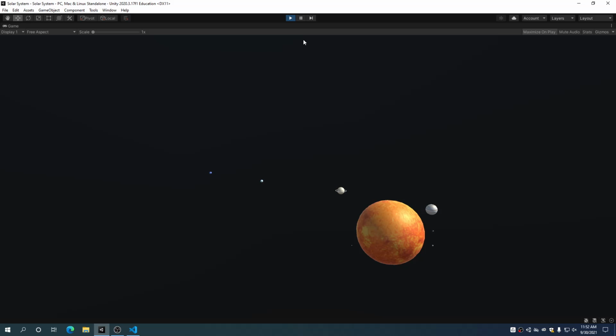So this is the typical play, and they take a while. The Jupiter orbit takes around a minute to complete, and that's the scale that I used for this project.